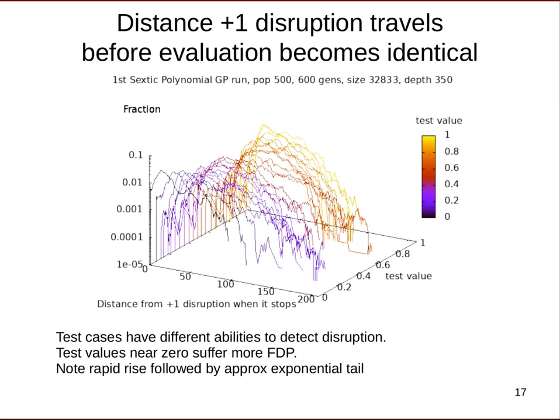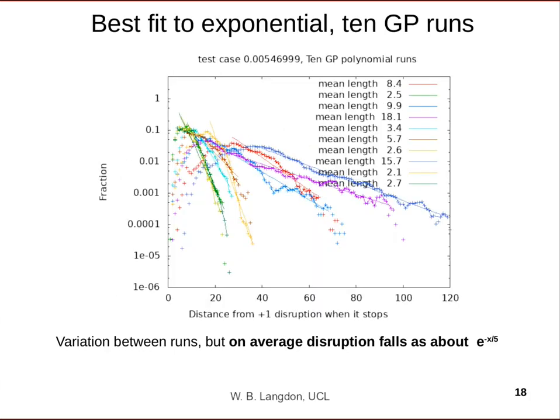This is a bit of a complicated example, but what we're looking at here is the variation in failed disruption propagation by test value. So what I'll show you is a slightly easier to read graph. Here we're looking at the same sort of data, but we're looking at 10 different runs. So each of the colors indicates a different run. And you can see there is considerable variation between the runs, but they show the same general trend, that there's a rapid initial rise and then followed by a long, approximately exponential tail.